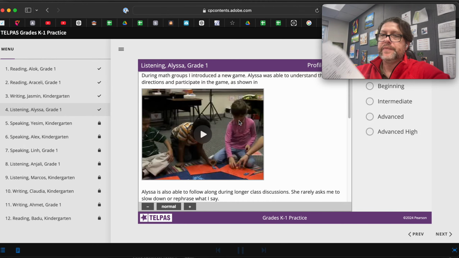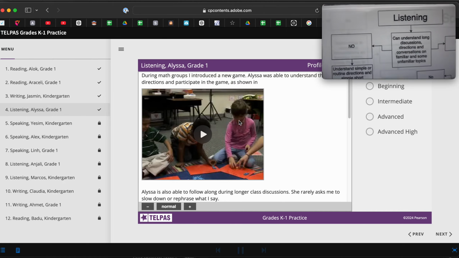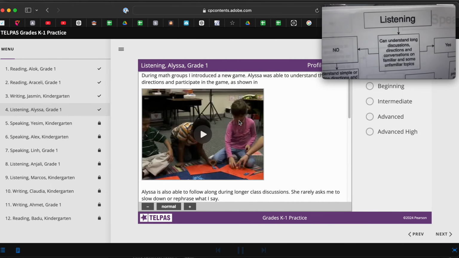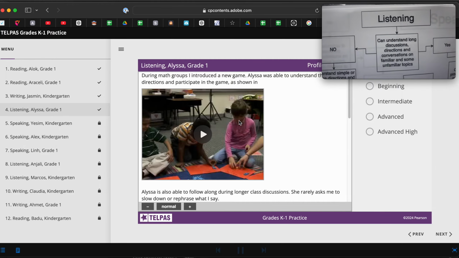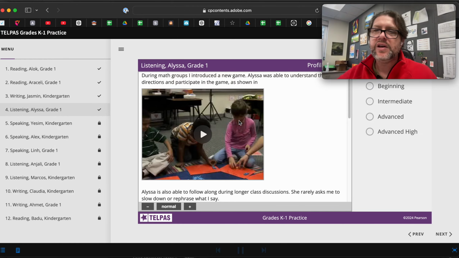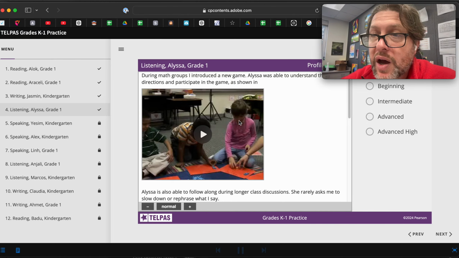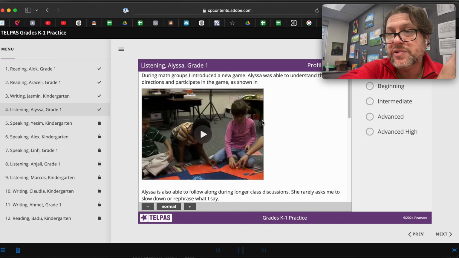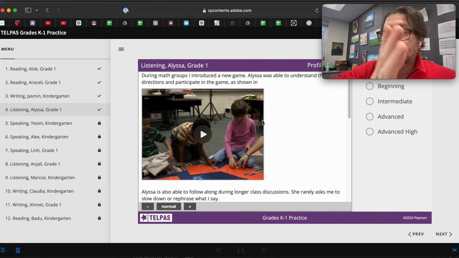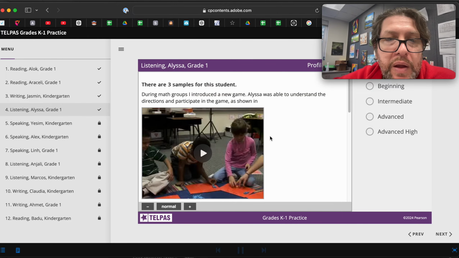All right, listening. Here's our flow chart. It starts with "can understand long discussions, directions, and conversations on familiar and some unfamiliar topics." So the key thing is long conversations. If they're able to understand long conversations, that pushes them to the advanced high track. If not, that pushes them to beginning intermediate. So let's see what we find.